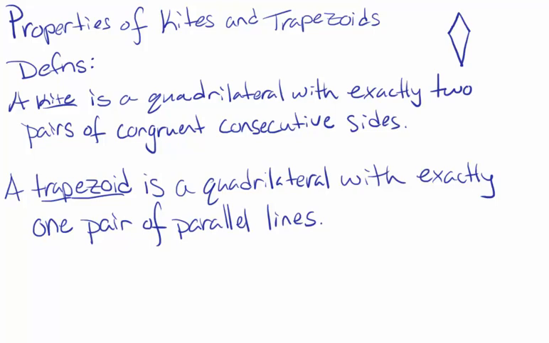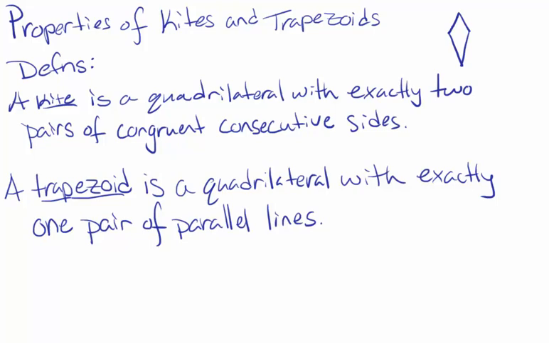First, a kite is a quadrilateral with exactly two pairs of congruent consecutive sides. Looking at this nice little figure at the top right corner, the top two sides are kind of small. I'm going to say they're congruent. And the two bottom sides are a little bit longer. I'm going to say those are congruent as well. So therefore, we have two pairs of congruent consecutive sides.